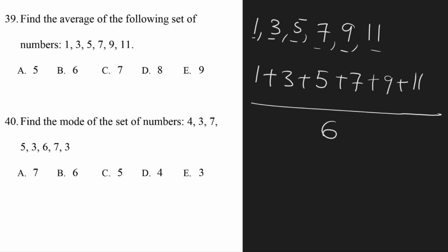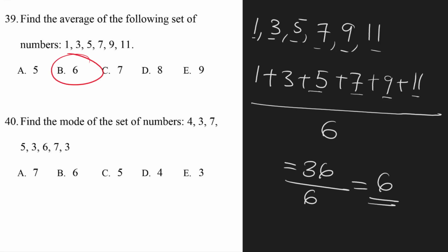So 1 plus 3 is 4. 4 plus 5 is 9. 9 plus 7 is 16. 16 plus 9 is 25. And 25 plus 11 is 36. So we're going to have 36 over 6. So 36 divided by 6 is 6, right? So that's the average. So let's check our options. The answer is B, right? So remember, average or mean is the sum of numbers divided by their numbers. So let's see our last question.